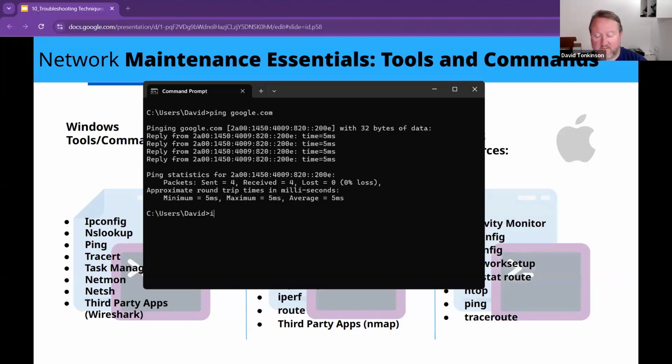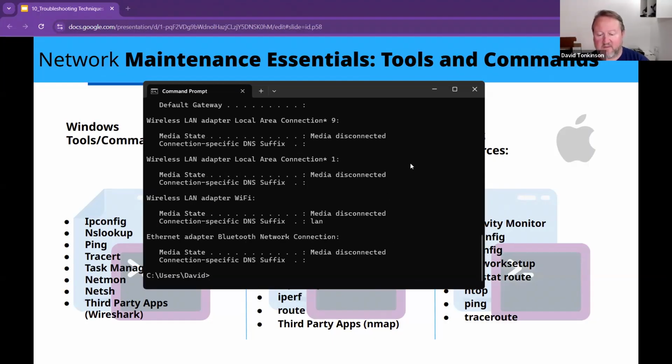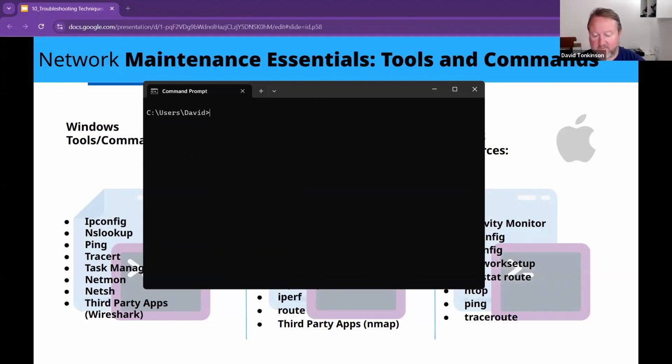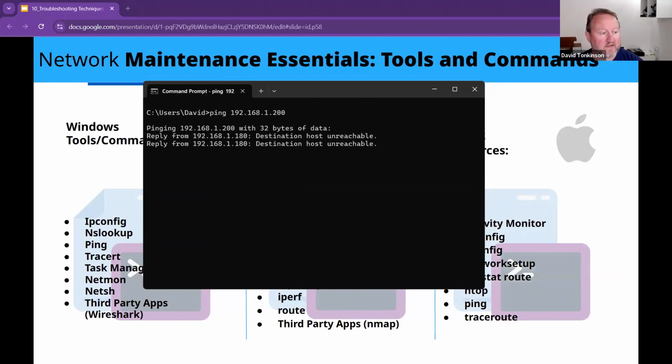Hold on a second. If I type this right, I'm just reading my IP address again. 192.168.1. So if I try to ping something that isn't reachable, I get a destination host unreachable.